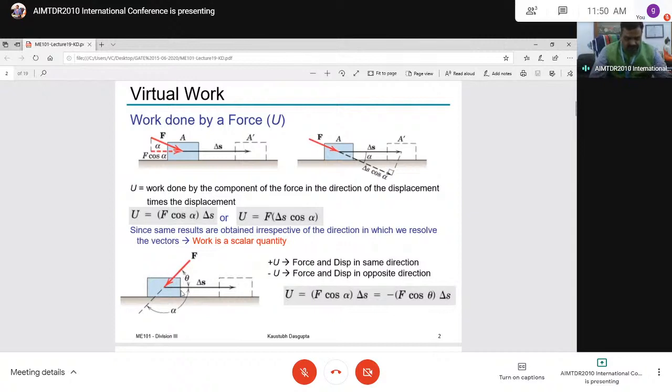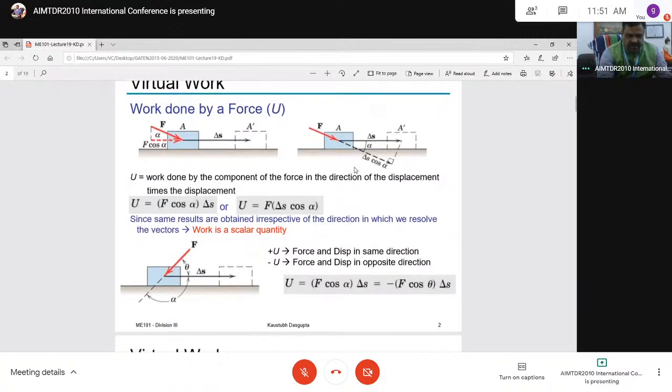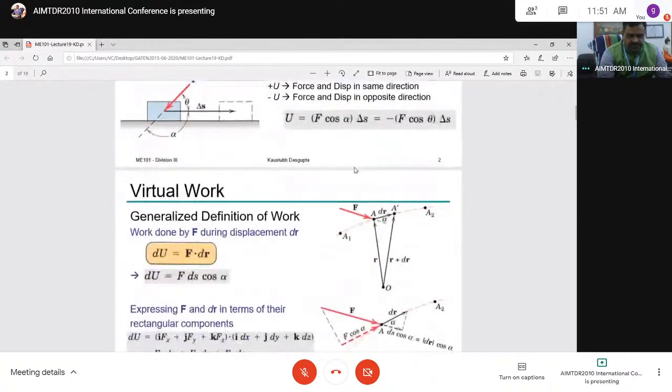This is F cos theta, F cos theta into ds. But here, the force and displacement are acting in opposite directions, so definitely we get the negative sign. Here the force and displacement are in opposite directions, whereas there the force and displacement are in the same direction. You have to account for that when calculating the work done. These are some more analogies I am adding to solve the virtual work problems.